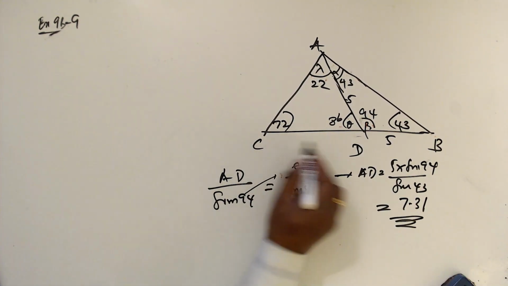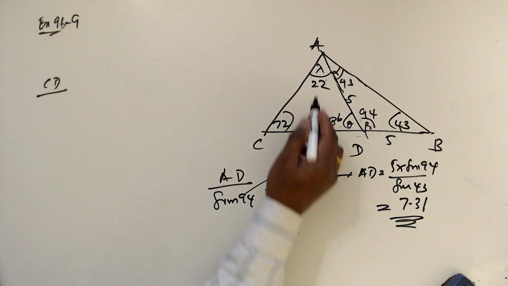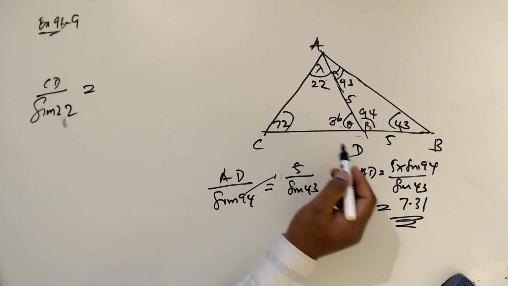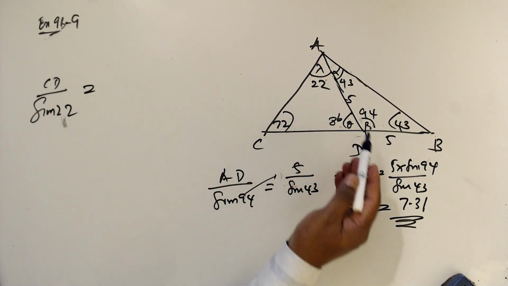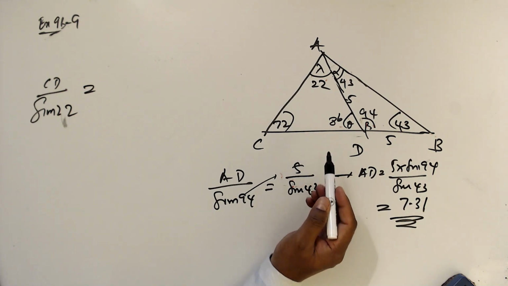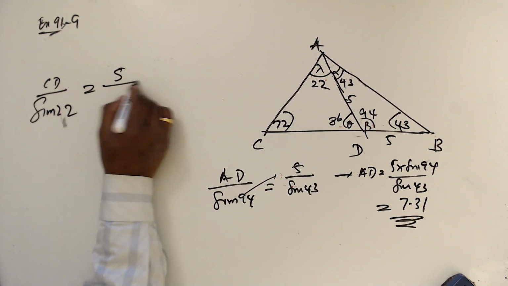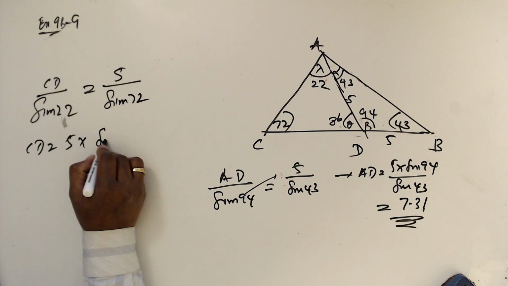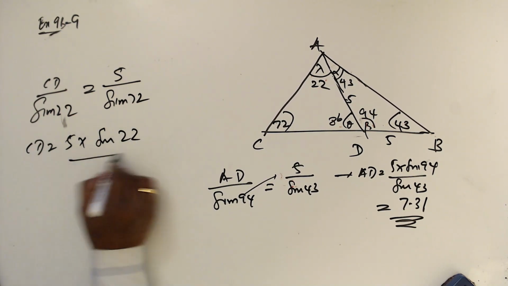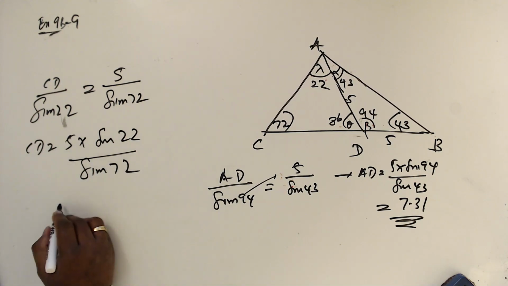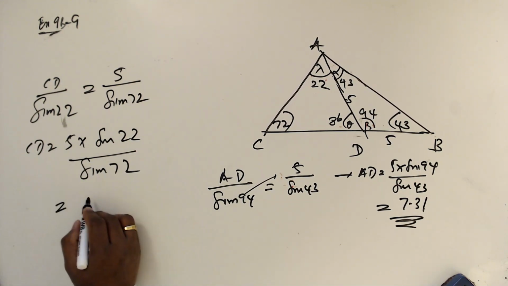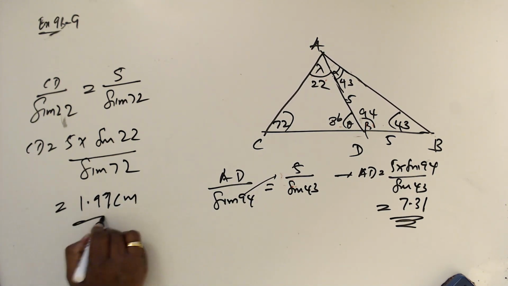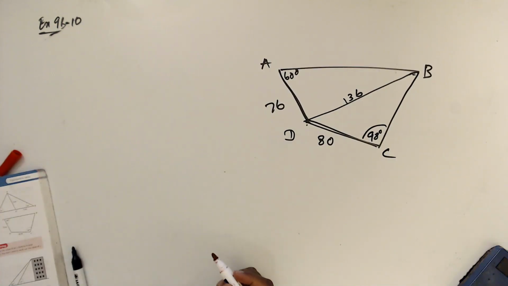Now CD over sine 22 equals 5 over sine 72. So CD equals 5 times sine 22 over sine 72, which is 1.97 centimeters.